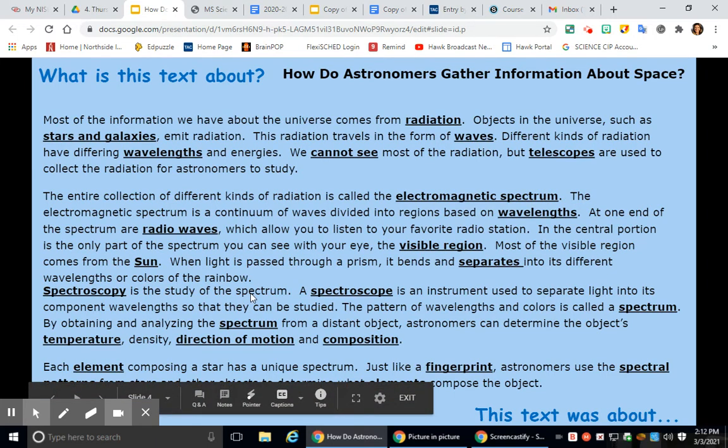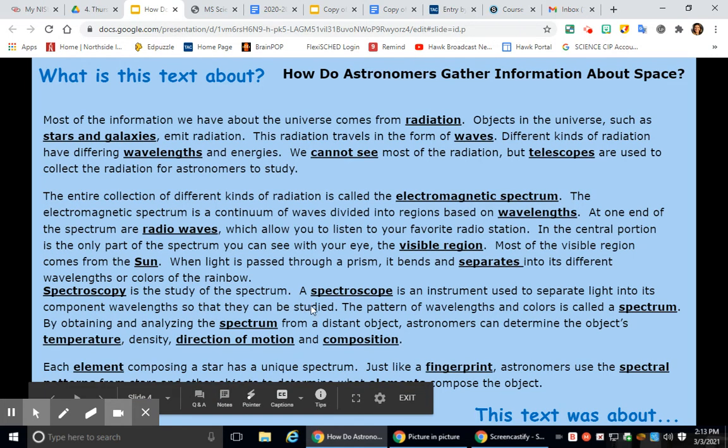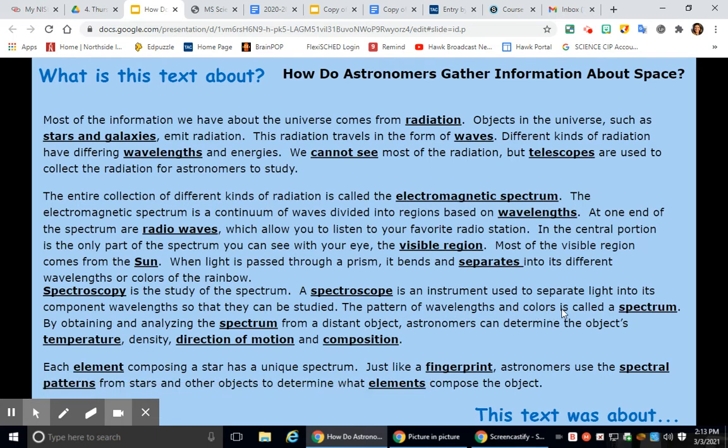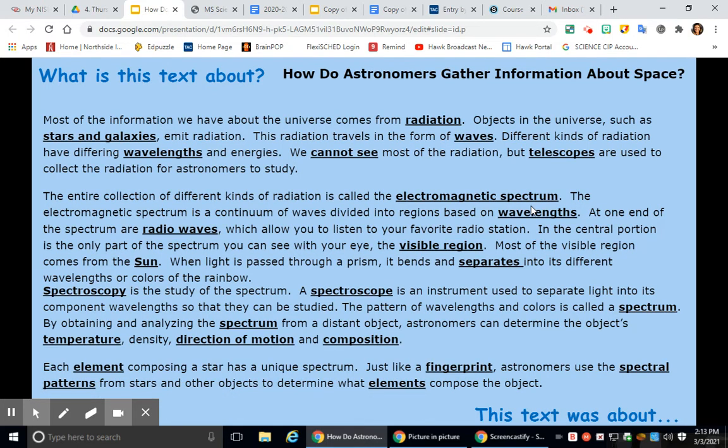Spectroscopy is the study of the spectrum. A spectroscope is an instrument used to separate light into its component wavelengths so they can be studied. The patterns of wavelengths and colors is called a spectrum. By obtaining and analyzing the spectrum from distant objects, astronomers can determine the object's temperature, density, direction of motion, and composition. Each element composing a star has a unique spectrum, just like a fingerprint. Astronomers use spectral patterns from stars and other objects to determine what elements compose the object.